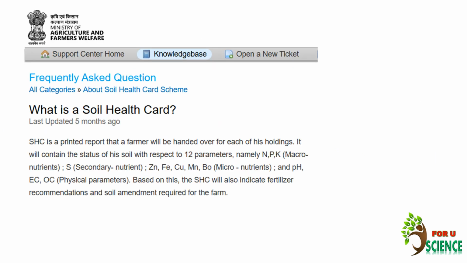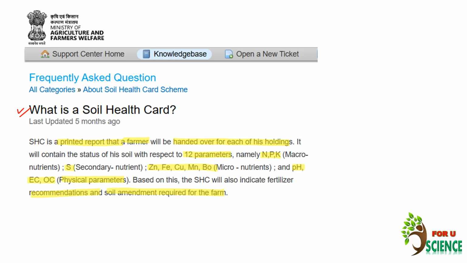On the Ministry of Agriculture website, we can see what the soil health card is. It is a printed report card of a farmer, handed over for each of his land holdings, and it contains the status of his soil with respect to 12 parameters. These are NPK, the macro elements; one secondary element, that is sulfur; 5 micronutrients; and also pH, EC, and organic carbon, which are the 3 physical parameters. Based on this, the soil health card will also indicate the fertilizer recommendations and soil amendments required for the farm.